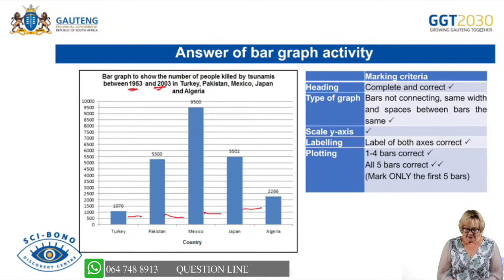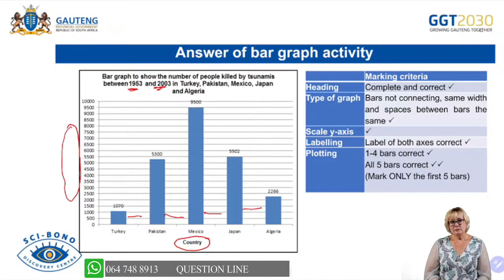There is the label for the y-axis. Now I'm looking at the x-axis, the country, and then there you have all the numbers of people that have died. And here should have been what? What's missing here? The label. Because how do we know what that number stands for? So there should have been a label to say that's the number of people that have died.